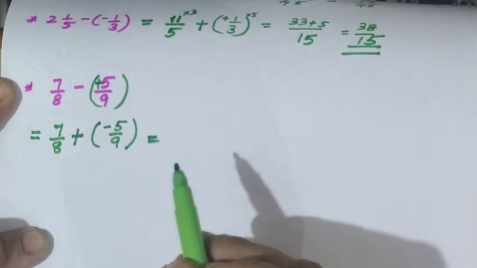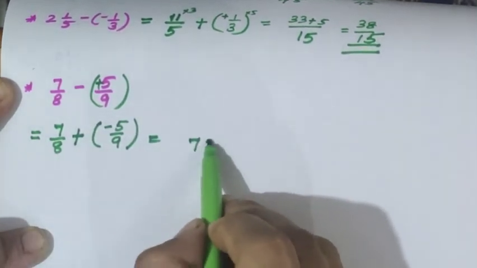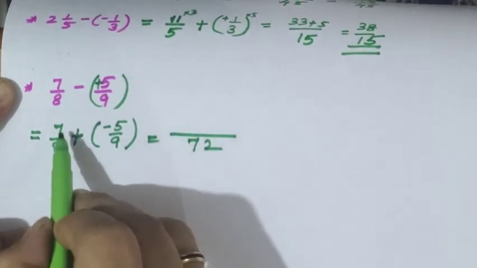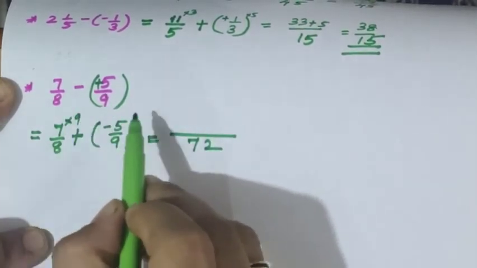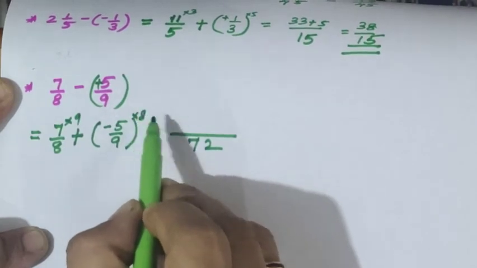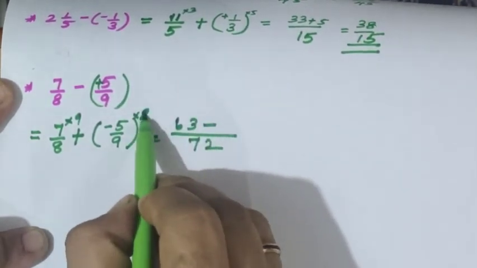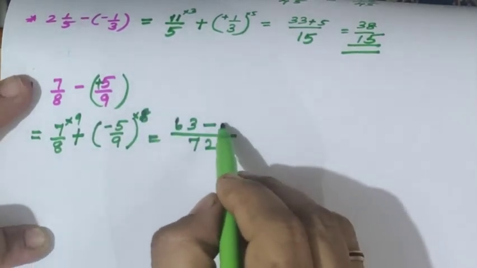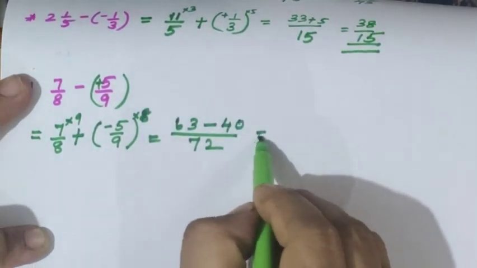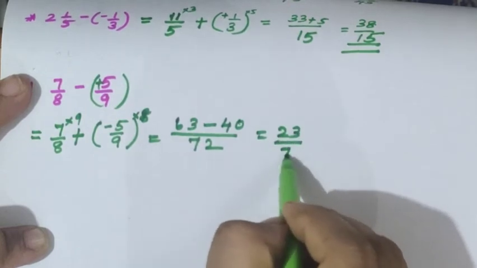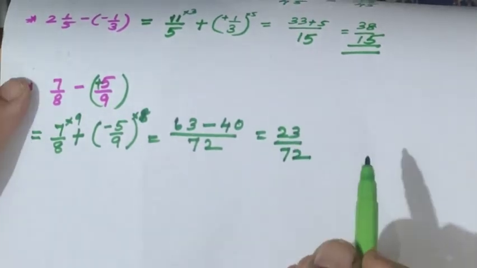Now again the same rule: for addition we have to take the LCM of 8 and 9. It is 72. Here we multiply with 9, here we multiply with 8. That means 63 minus 40, which is equal to 23 by 72. So what are we doing?